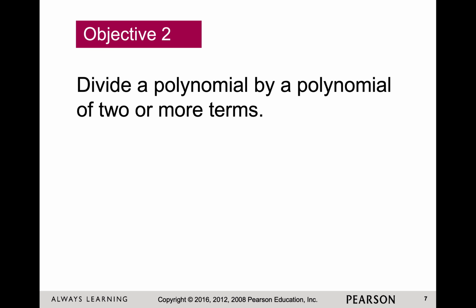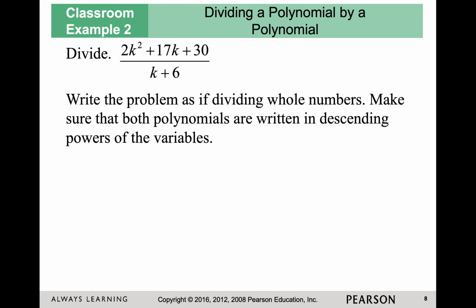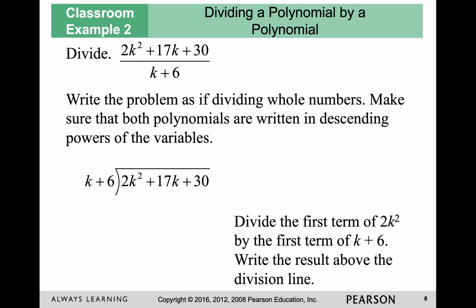To divide a polynomial by another polynomial, so now we're talking about 2 or more terms, that's going to be slightly different. Let's take a look at how to do this. We would write it out as if you were dividing whole numbers. Think long division here. So basically, we're treating this like a long division problem. So I want to divide the first term by k plus 6, and then I'm going to write the result at the top. Well, k plus 6 doesn't go into 2k squared.